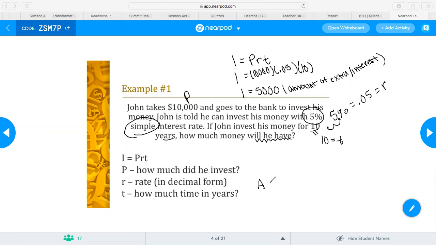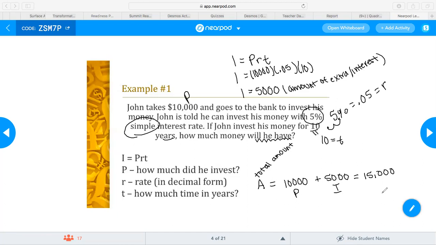So A, you're gonna get this a little bit later, but A stands for total amount. So John's total amount is $10,000 plus $5,000. So in total, after 10 years, John has $15,000. So this is the principal, is how much I started with. 5,000 is the extra interest. And so the total amount is $15,000.